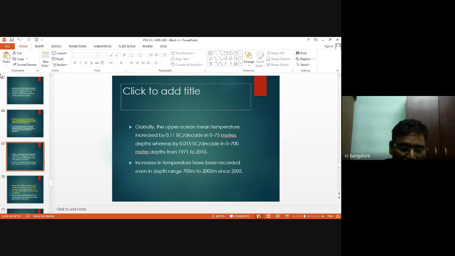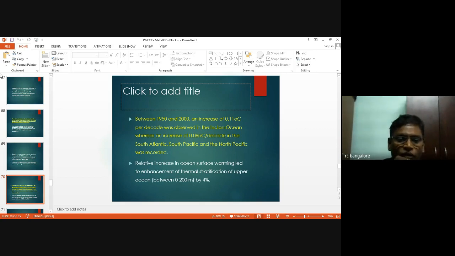Because of the variation in temperature at the ocean level, the productivity of the fish will also be impacted. Between 1950 and 2000, an increase of 0.1 centigrade per decade was observed in the Indian Ocean, whereas an increase of 0.08 centigrade per decade was recorded in the South Atlantic, South Pacific, and North Pacific. So these are the changes noticed with respect to temperature in the ocean.